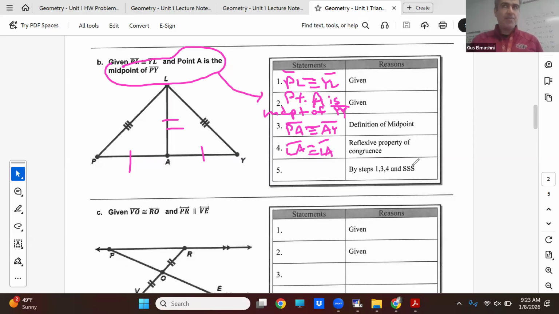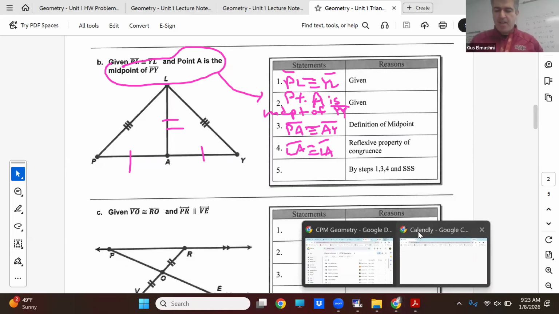A, B, C, D, E, F, G, H. Not I, J. I think it says so in the homework. I think it's just A through H. Hold on, my notes are all messed up now. Okay, so we'll stop there for today's lesson, so you guys can work on the homework.